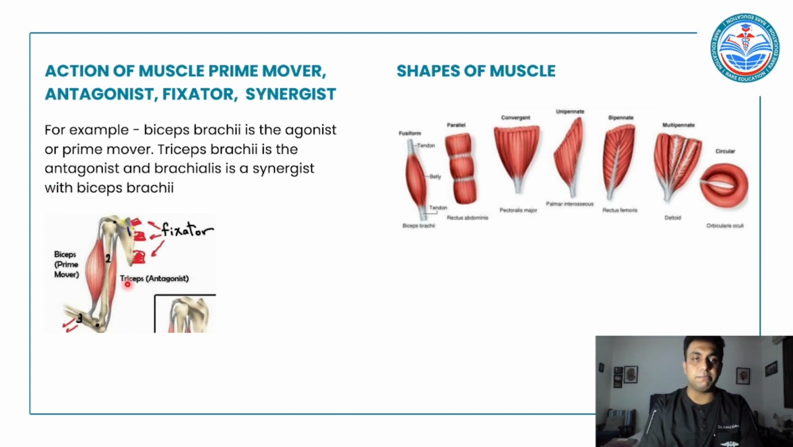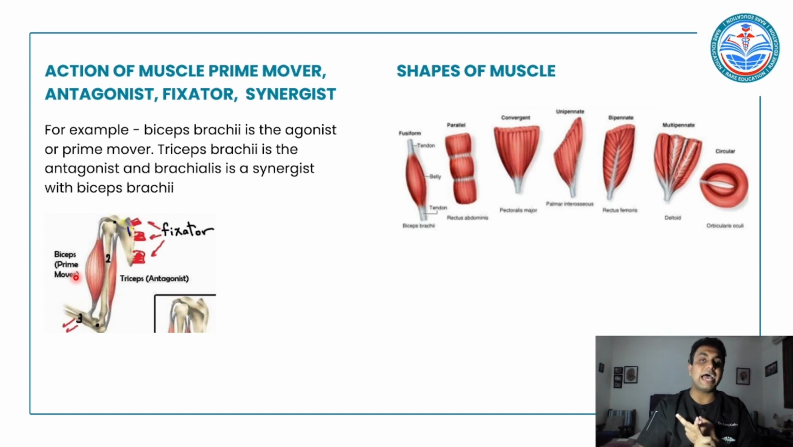Now look at this example. Whenever someone wants to flex his elbow, we say that the biceps muscle is going to work as what? Biceps brachii is going to work as the agonist, also called the prime mover. Basically it means that the muscle which is responsible for this movement is called the prime mover or agonist.